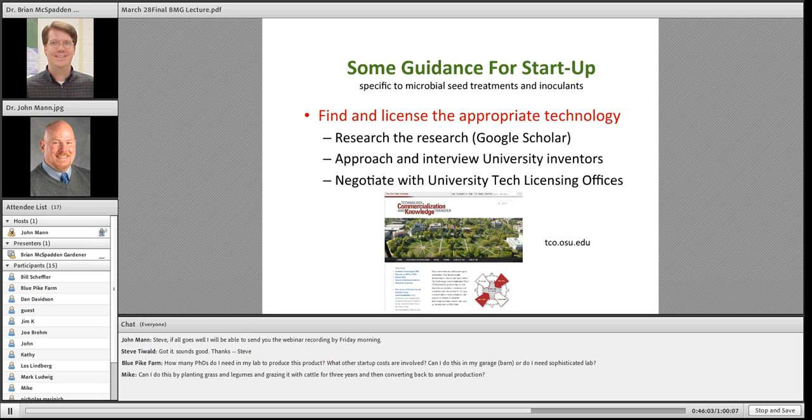And once you have an idea that this is the technology that you want to be using, then you need to approach the tech licensing offices. And here you can do this through tco@osu.edu. And you can discuss not only this seed treatment, but other technologies that our laboratory and other laboratories in the College of Food, Ag, and Environmental Sciences have developed for the improvement of farm productivity.